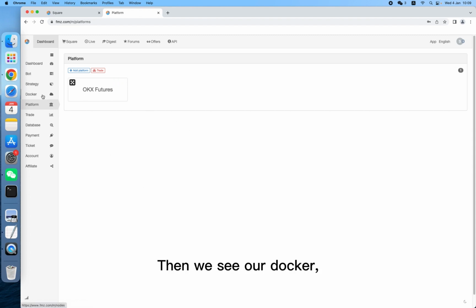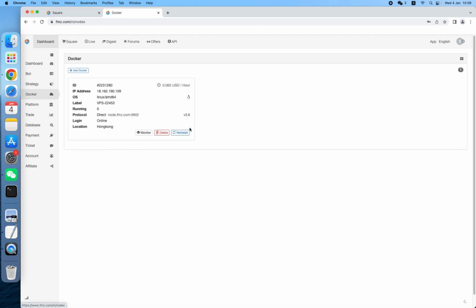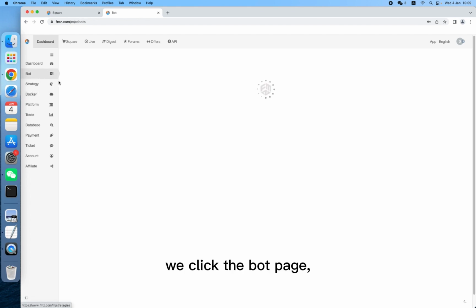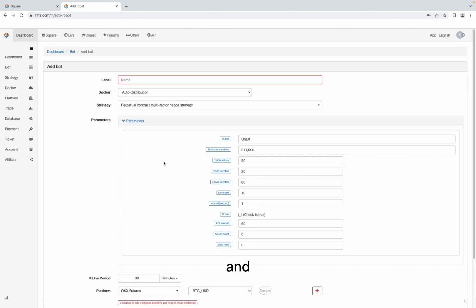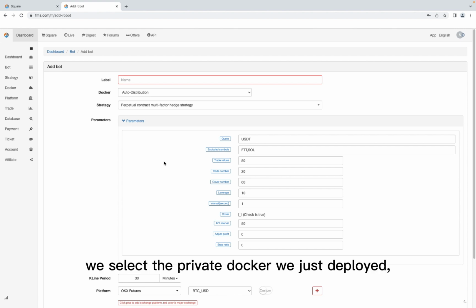Then we see our Docker. We can see it has been deployed. At this time, we can create the strategy. We click the Robot page. Wait for a moment. Here we click Add Robot, and we click the multi-factor strategy. We select the private Docker we just deployed.